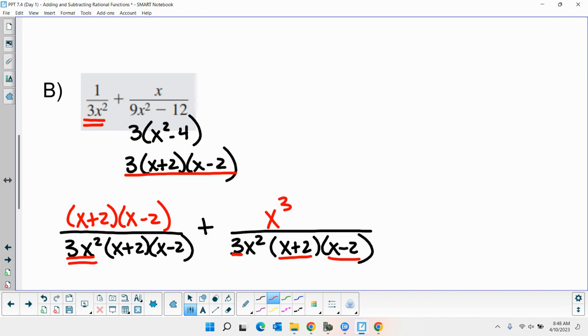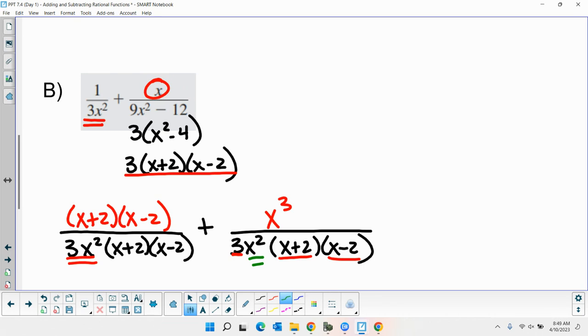Okay. All right. Skylar. All right. So there was an x there here. And then what was extra was this x squared. So I multiplied those two together to get that x cubed.